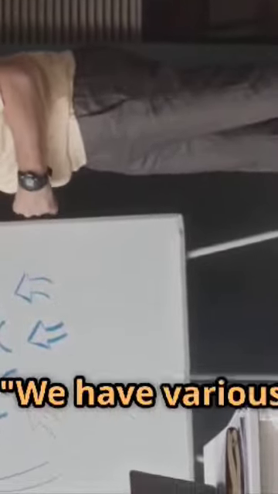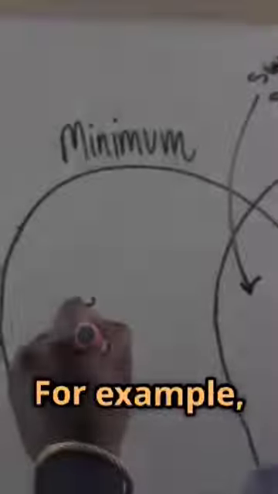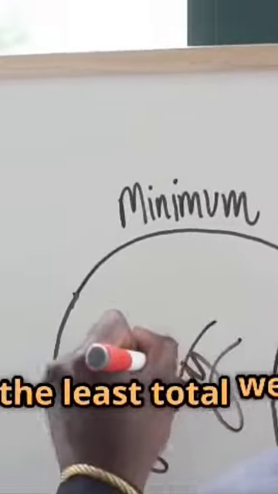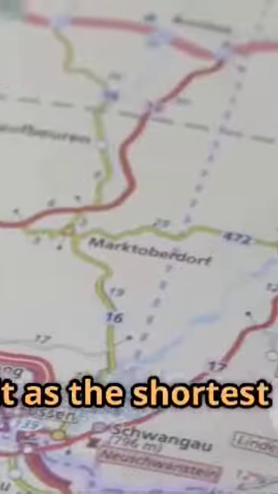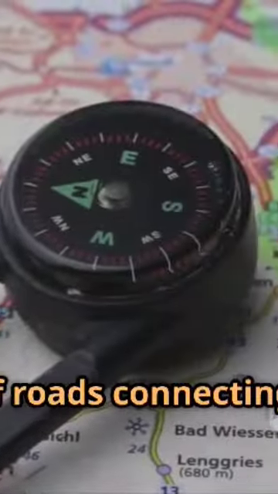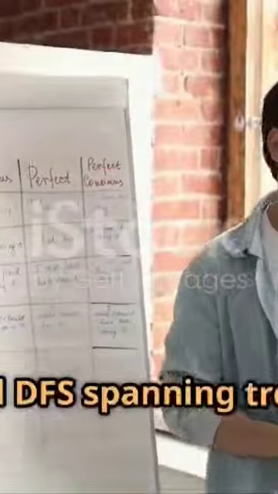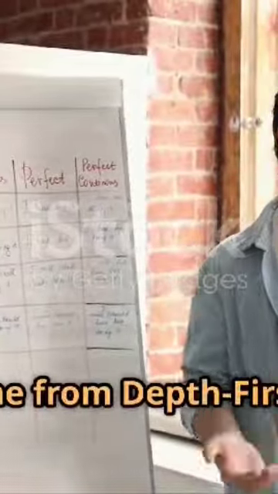Teacher: We have various types of spanning trees. For example, a minimum spanning tree, or MST, uses the least total weight. Imagine it as the shortest and most efficient set of roads connecting all locations. Then we have random spanning trees, which are, well, random. And DFS spanning trees, which come from depth-first search.